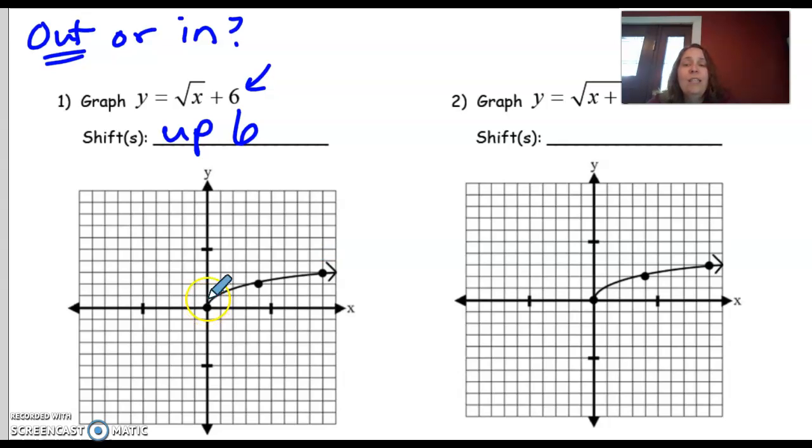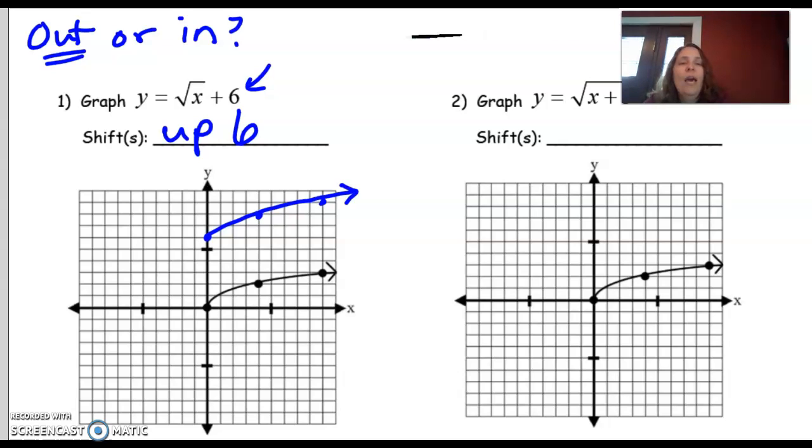What I would do is take these 3 landmark points, move them up, and then go ahead and connect. So I'm going to start with 0, 0 and move up to 0, 6. Then over here I have 4, 2, so I'm going to move up 1, 2, 3, 4, 5, 6 boxes. Same thing here. This is 9, 3. I'm going to move it up so that it's at 9, 9, and then connect using an arrow only on the right, because on the left we can't go to the left. We can't take the square root of anything smaller than that. Now we have our graph, and all we had to do was take those points and shift them.